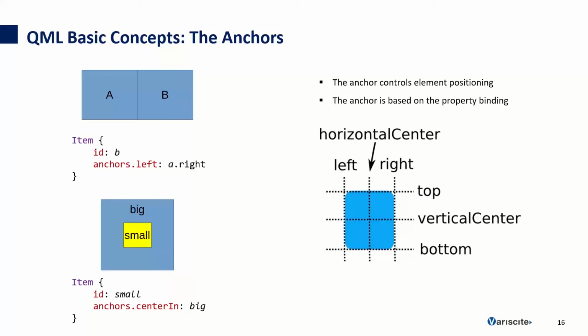We can also center one object with respect to the other. For example, in the lower left case, the small object is centered within the big object. These are two specific cases, but the anchor capabilities are much broader. You can link to the left, to the right, to the top, to the bottom, to the center, vertical, horizontal. We have several options, and this is very useful whenever you need to link objects to each other.